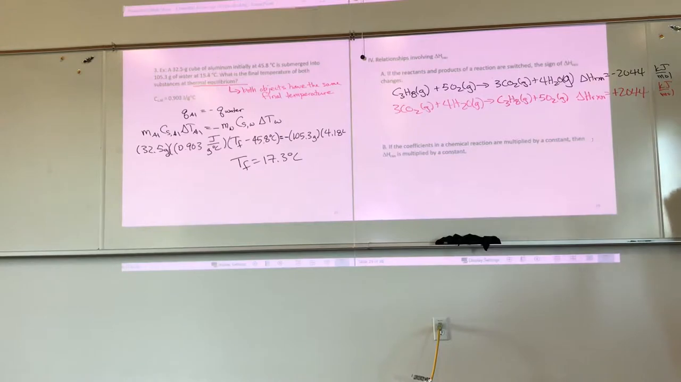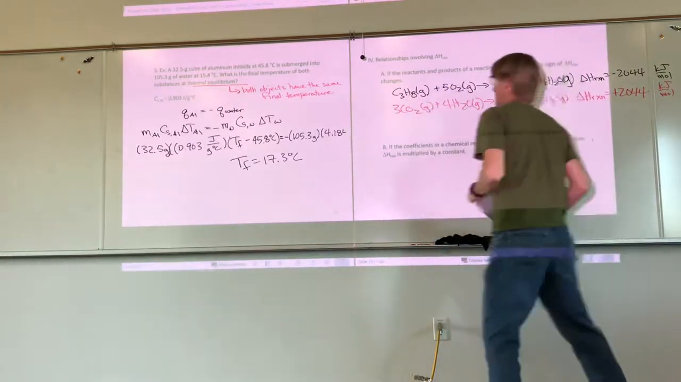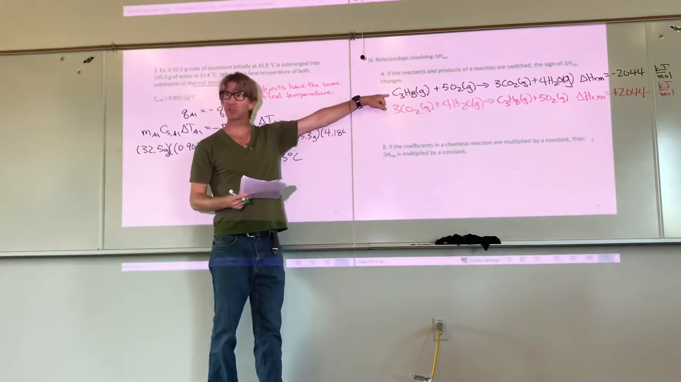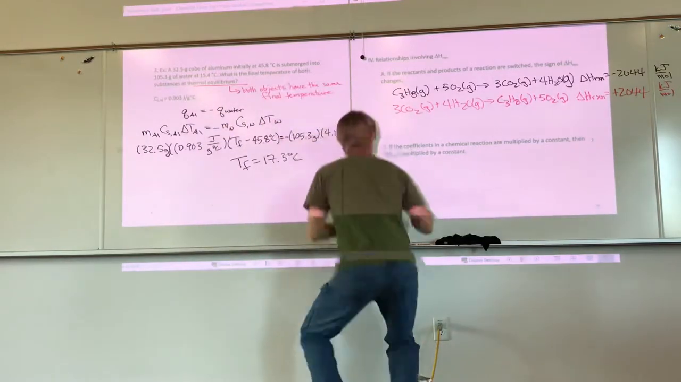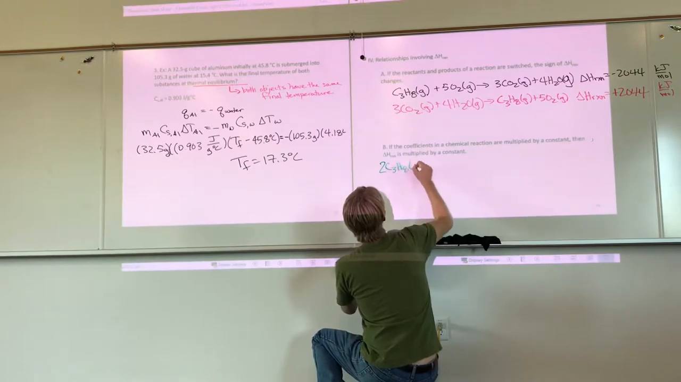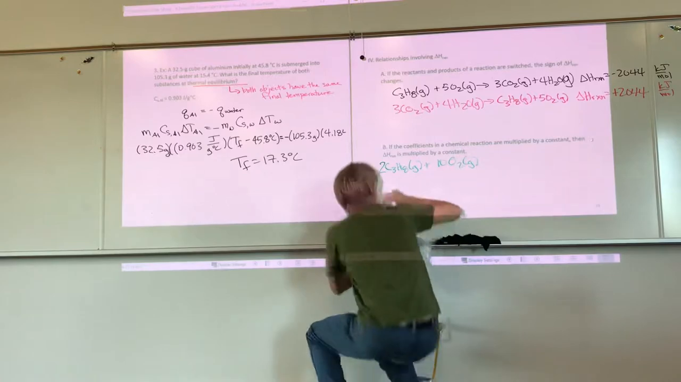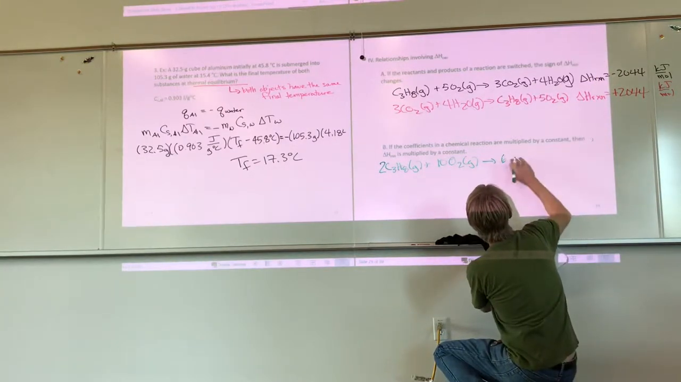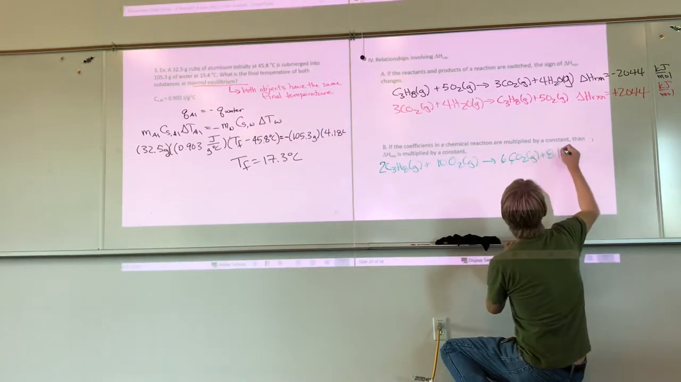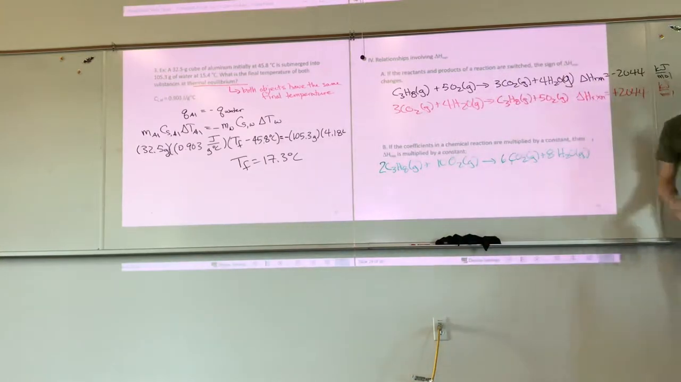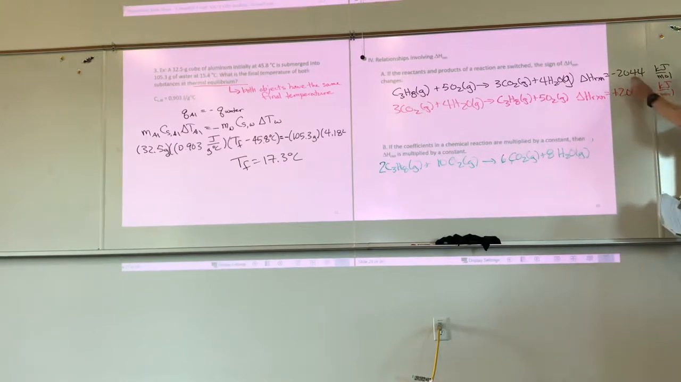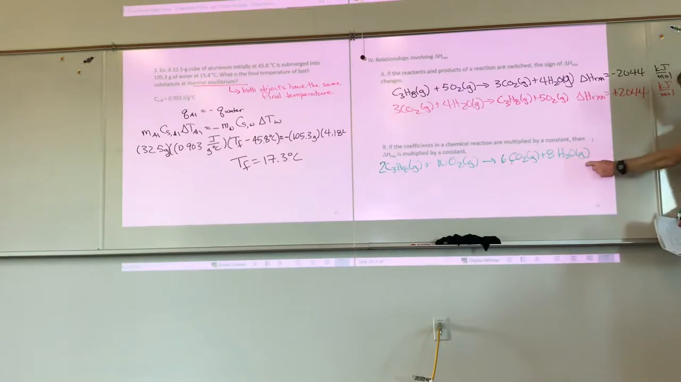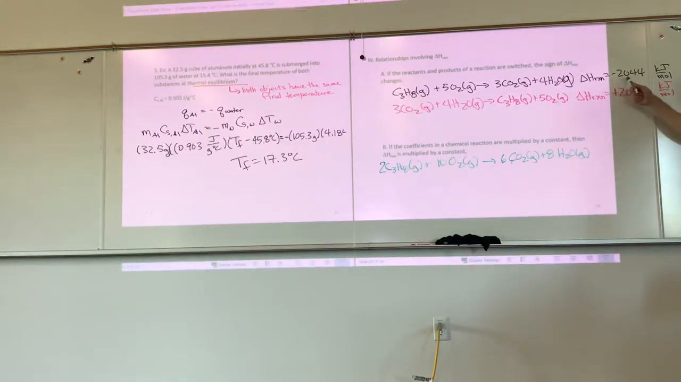Any questions about that? If not, B, if the coefficients in a chemical reaction are multiplied by a constant, then delta H reaction is multiplied by a constant. For this one, I'm going to take this reaction and I'm going to multiply everything times 2, so 2 propanes, 10 oxygens, goes to 6 carbon dioxides and 8 water vapors. When I double the coefficients, I double the delta H reaction. Delta H reaction for this one, the one that I'm writing in green, will be minus 4,088 kilojoules per mole.